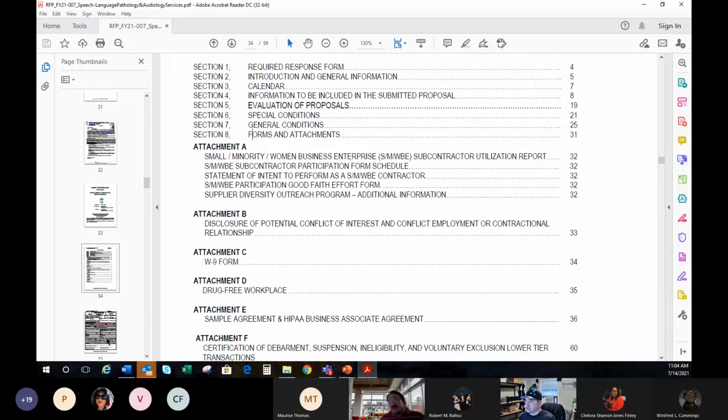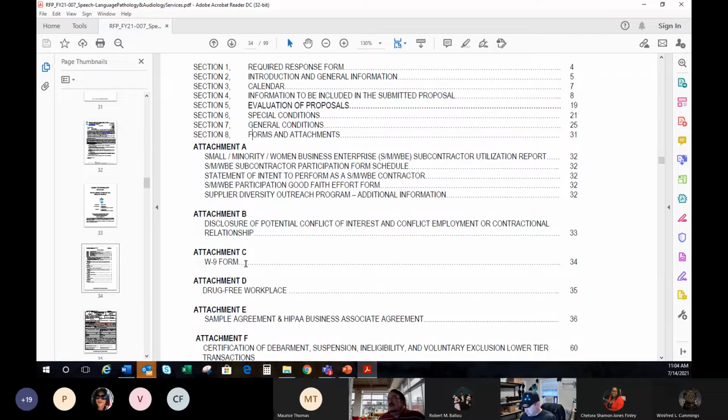Now, if you don't have anybody, you still have to submit the form and just write none where you would fill in information. Attachment C is the W-9 form. We just need to have that filled out and submitted. We do use this form if you're a new vendor to set up in our system.